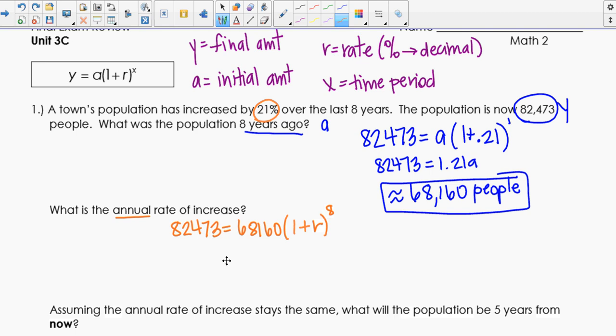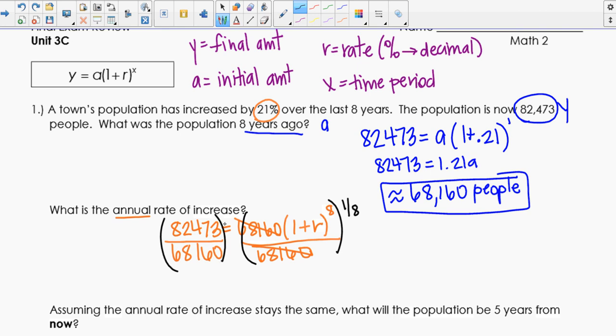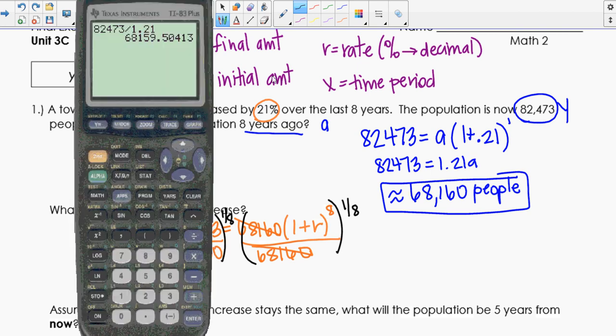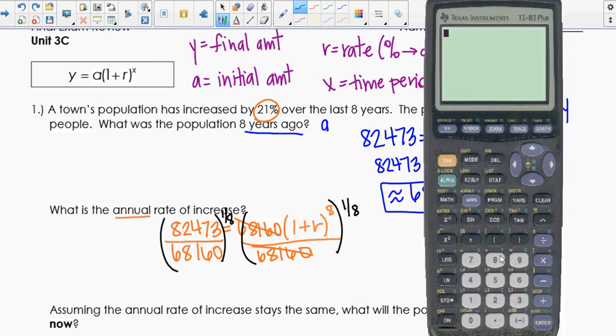So now this is where I'm breaking it up. All right, so we're going to do a couple things. I'm going to kind of do this and then I'll pick up the calculator. We're going to divide by 68,160 on both sides. Okay, so those would cancel. You're left with this, so remember now you need to raise this to the 1/8 power. Okay, and in your calculator, we have 82,473 divided by 68,160. We're going to raise that to the 1/8 power. So we get, we're going to do 4 decimal places here, 1.0241.